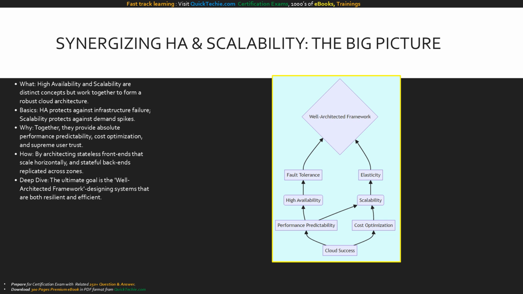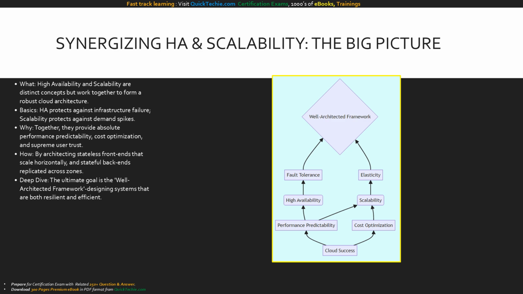However, true cloud mastery comes from recognizing how they intertwine. By architecting your systems so that the front-end web servers can scale horizontally via auto-scaling, and your back-end databases are highly available and replicated across multiple physical availability zones, you achieve a state of ultimate resilience. Together, they provide predictable performance, optimized financial costs, and an unwavering level of trust from your end users. This holistic approach is the very foundation of what Microsoft calls the well-architected framework. It shifts IT from being a static, fragile cost center into a dynamic, automated asset that drives business success.